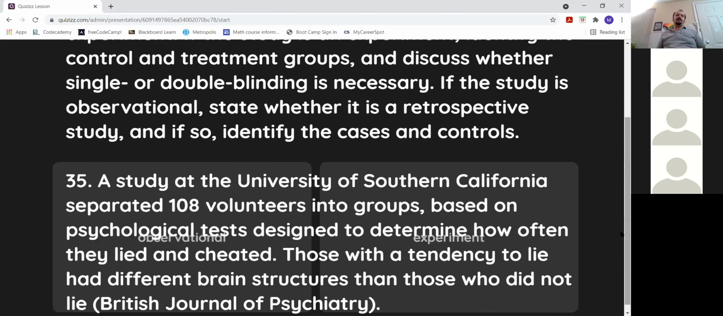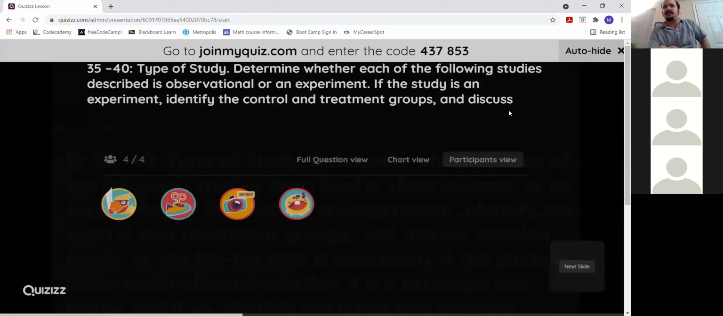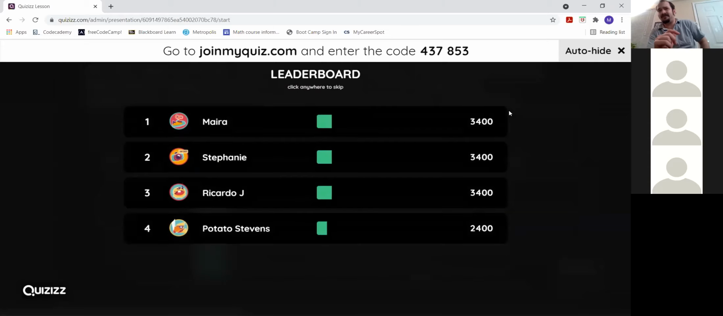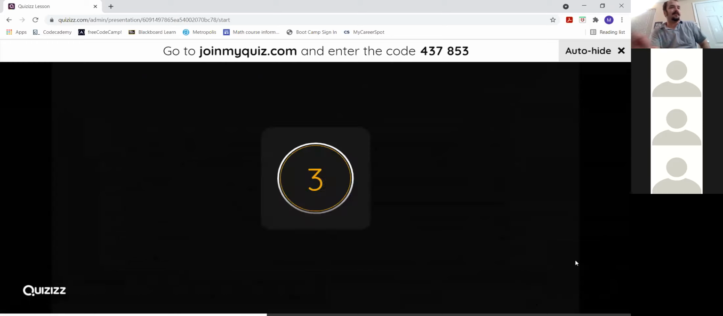So is this an experiment or is this an observational study? An experiment is something where you're actually doing, you're proactively giving someone a treatment and you're proactively making a control. An observational study is where you just look at what people are doing. So how did we all get it? Observational. We are not telling them to go lie. If we were telling them to go lie, then it might be an experiment.